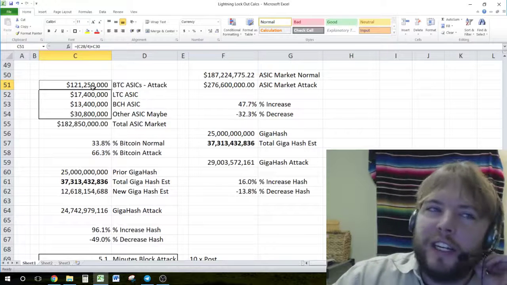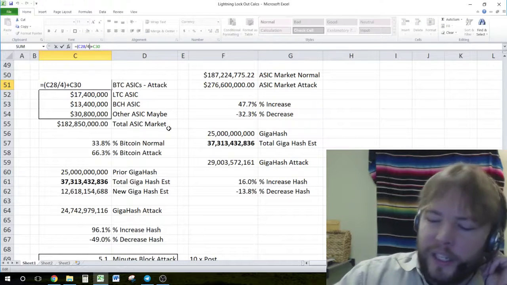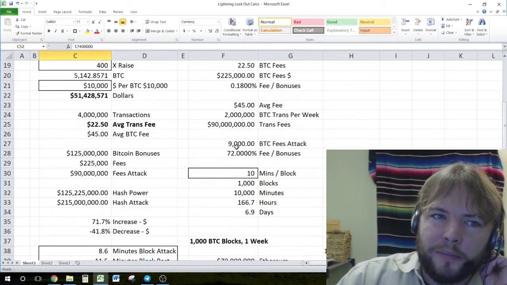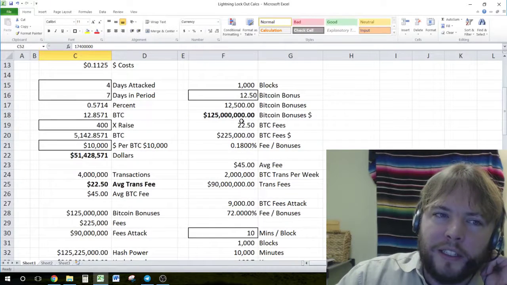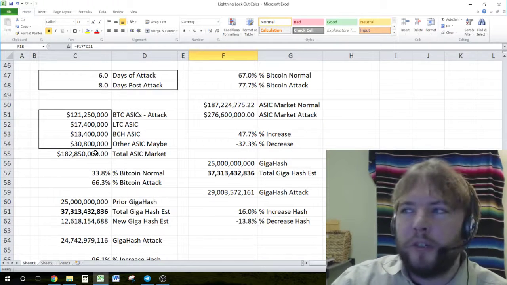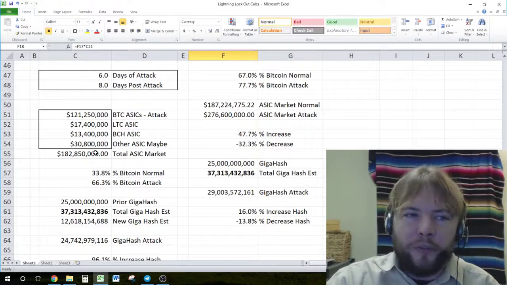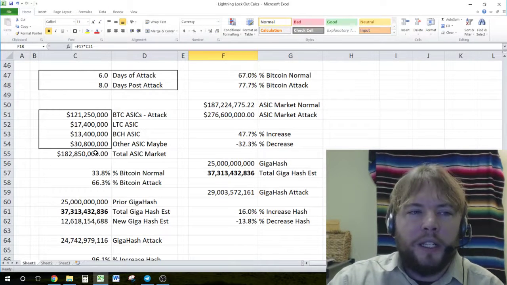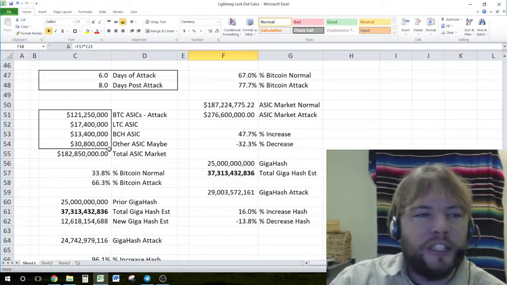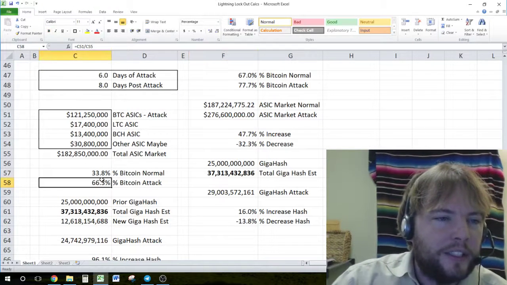Now, in this scenario, I took the bonus reward that we have up there, which is currently 125 million every week. I took that and divided it by 4. So Bitcoin bonuses pays at a rate of 4% each year right now, and so I just took it down to 1% to see what would occur. So that's that there.